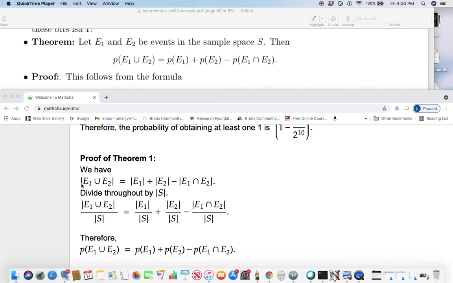Well, you know that the cardinality of E1 union E2 is the cardinality of E1 plus the cardinality of E2 minus the cardinality of E1 intersection E2. This is simply set theory. Now divide throughout by the cardinality of S. This is the probability of E1 union E2. This is the probability of E1. This is the probability of E2, minus this, the probability of E1 intersection E2. That's it.